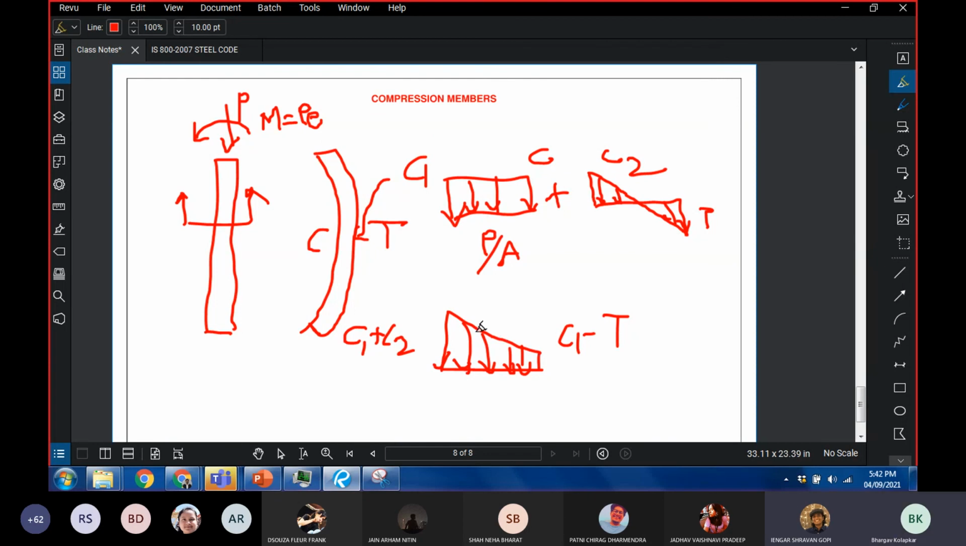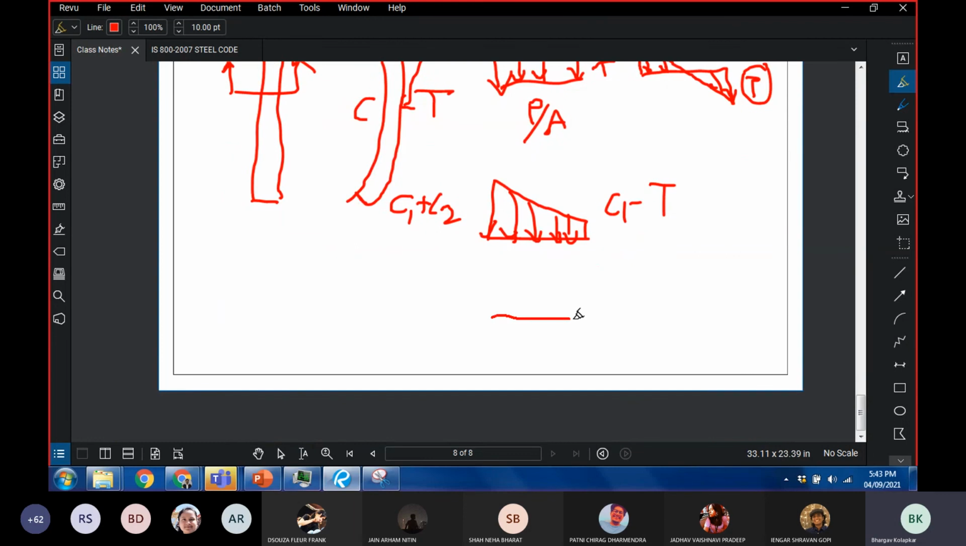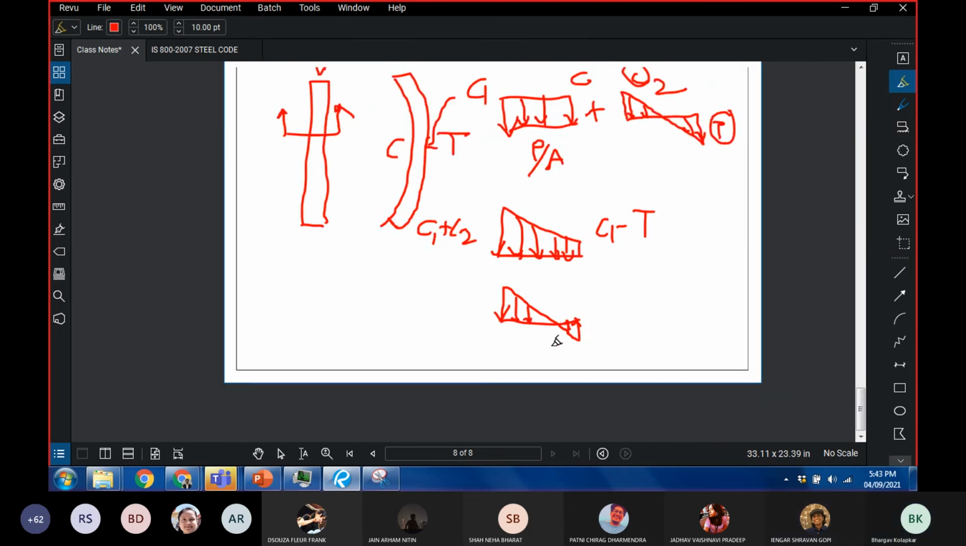We are talking about only compression members. We're not talking about beam columns as of now. A member is a beam column when there is a significant moment. And when there's a significant moment, there would be a significant tensile stress and a significant corresponding compressive stress, and then the resultant might look something like this. We are not looking at those kinds of members right now. Their treatment is different. Okay, understood.